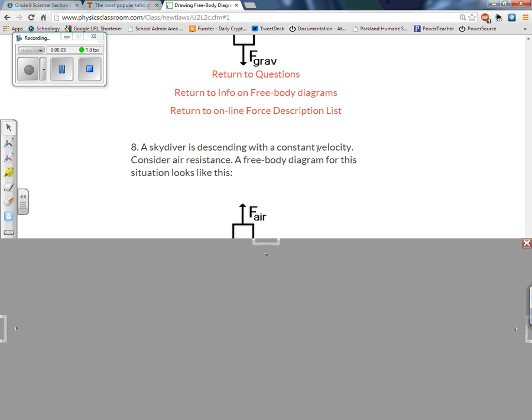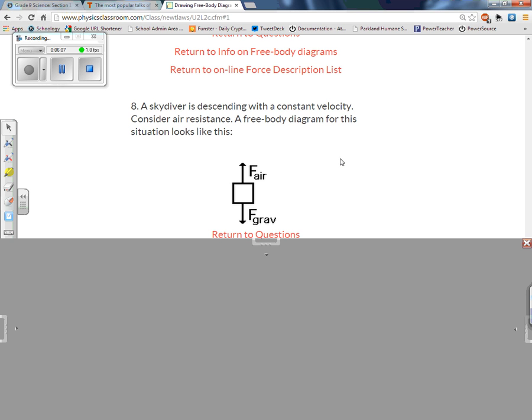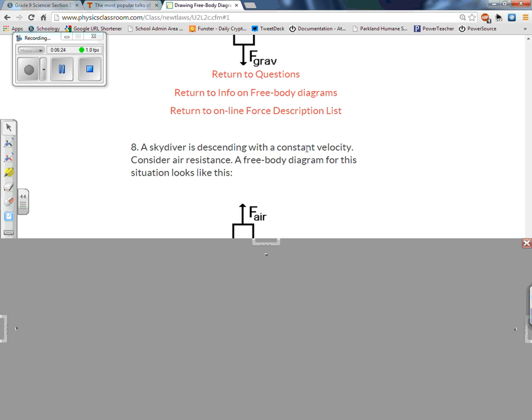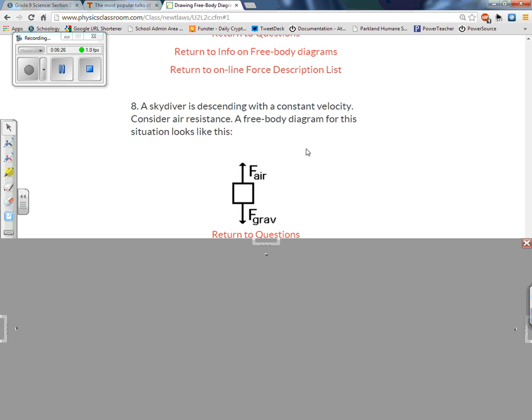Skydivers descending with a constant velocity, consider air resistance. Constant velocity, right? Balanced. So would air react like normal? Yeah, no, it's not a normal force. Definitely not. There's only normal force when there's a surface. It has to be sitting on the table or on the ground or something like that. It must be a surface.